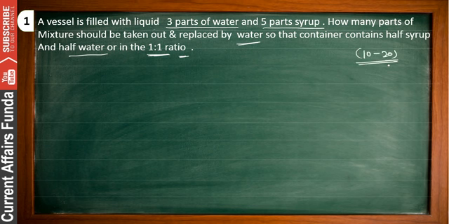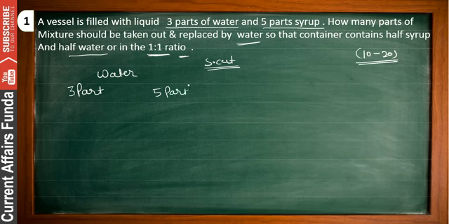But the base method is a bit tricky and also conceptual, so kindly see first of all the shortcut method, how to solve this question with the help of the shortcut. So friends, there are basically two things given, that means we can say 3 parts water and 5 parts syrup.